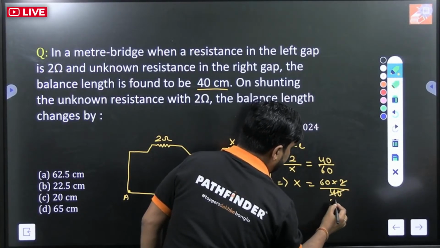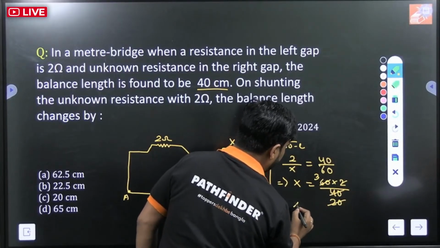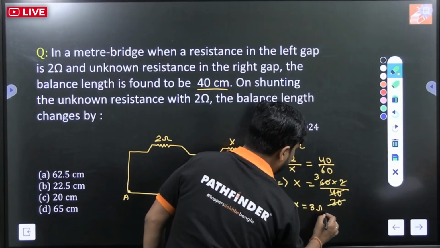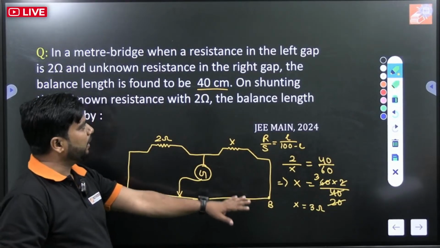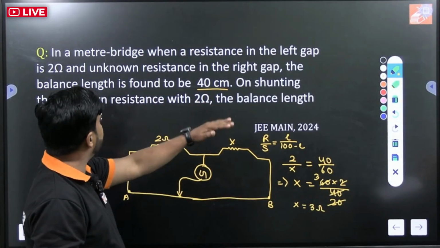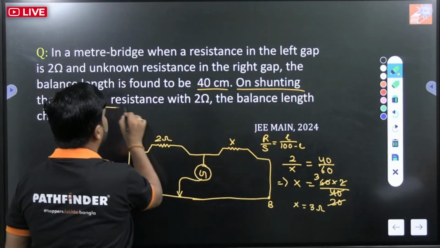So 220. So you will get the value as X equal to 3 ohm. Now, is it clear? First part is over. We got X equal to 3 ohm. Now, let's move to the second part on shunting the unknown resistance.